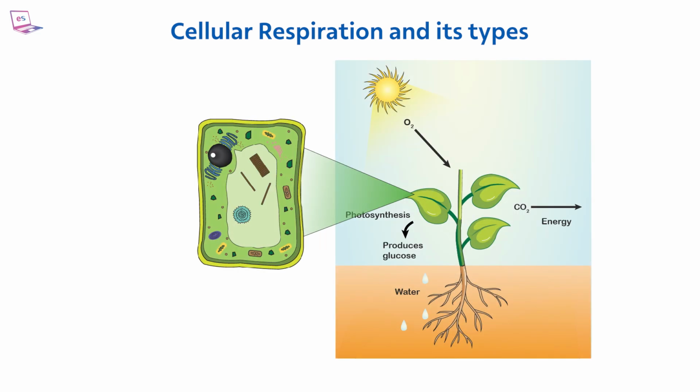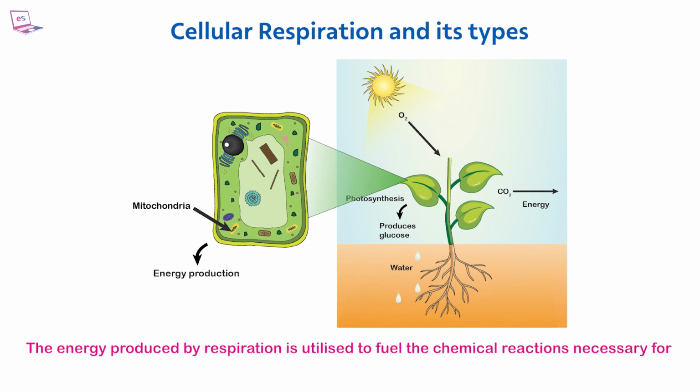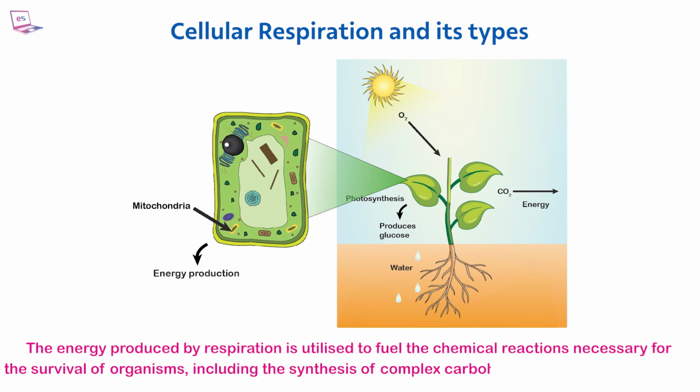Cellular respiration and its types. Living cells continuously undergo exothermic cellular respiration in mitochondria to release energy from glucose. It is an exothermic reaction as energy is released during this process. The energy produced by respiration is utilized to fuel the chemical reactions necessary for the survival of organisms, including the synthesis of complex carbohydrates, proteins, and lipids.